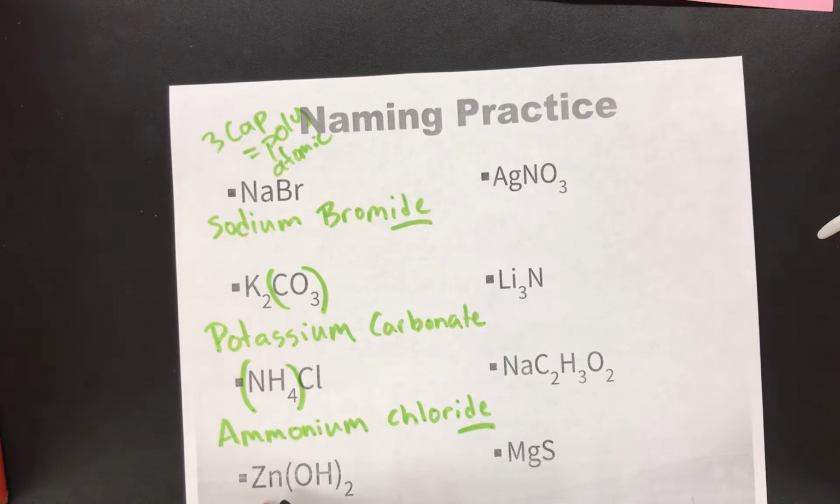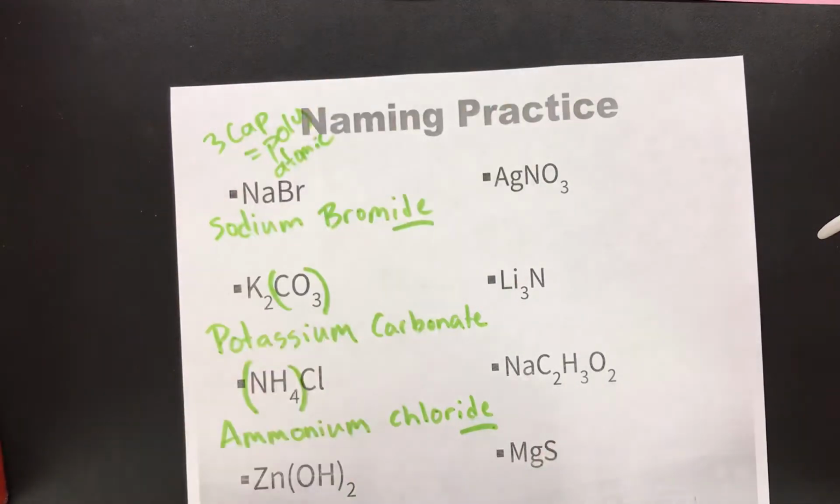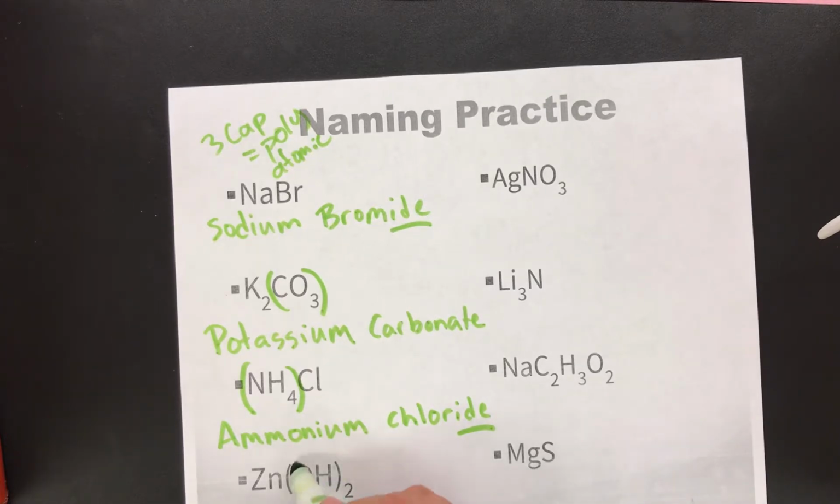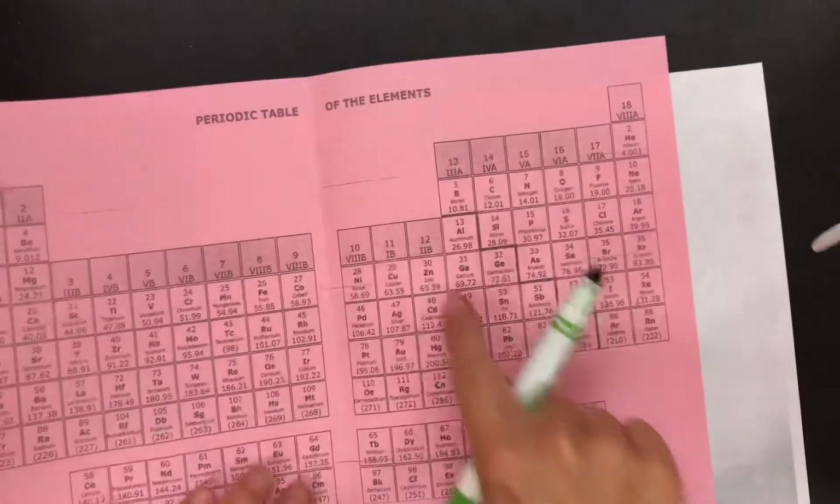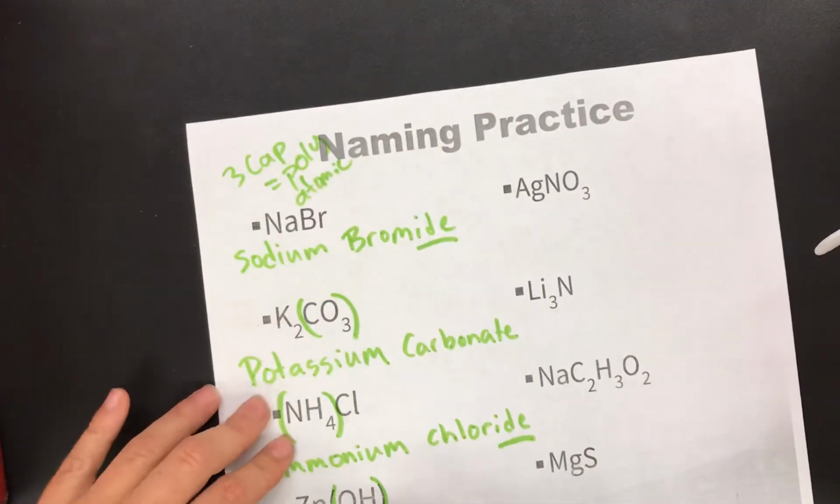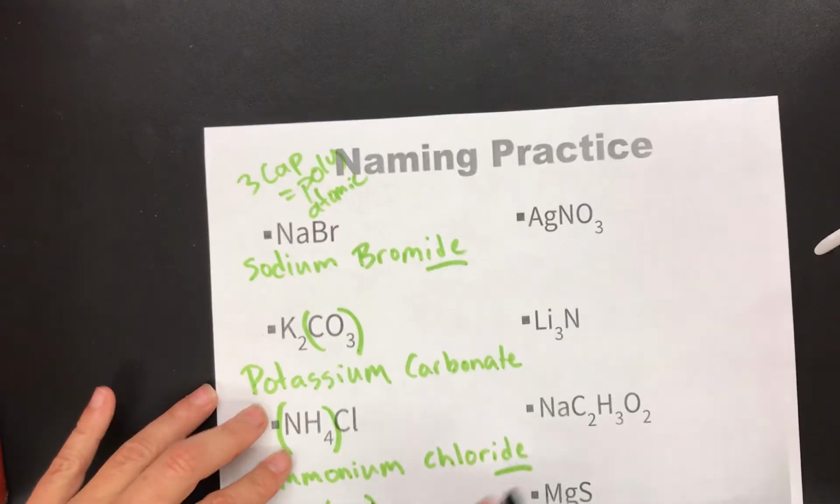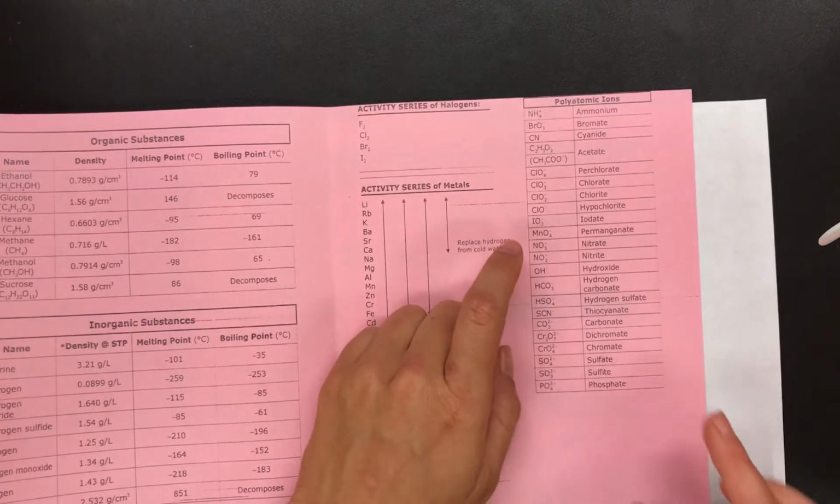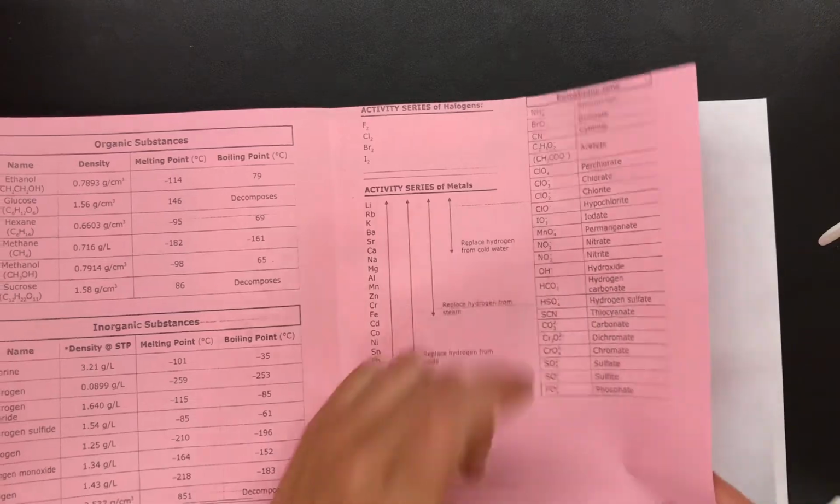Okay, so next one, Zn(OH)2. You have OH sitting in here with a 2. You should already be able to tell that it's a polyatomic because you got those parentheses sitting there. So that is a polyatomic. So you're going to find Zn. Zn right there. Tells you it's zinc. OH, polyatomic. OH, find it on here. It is hydroxide.